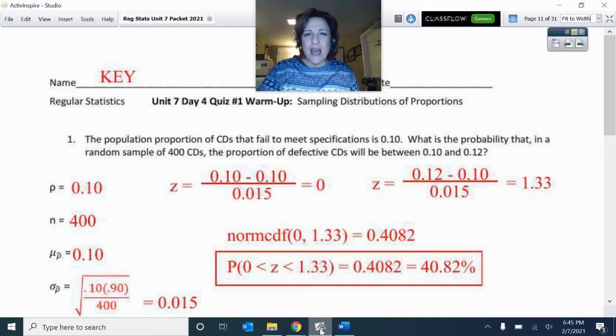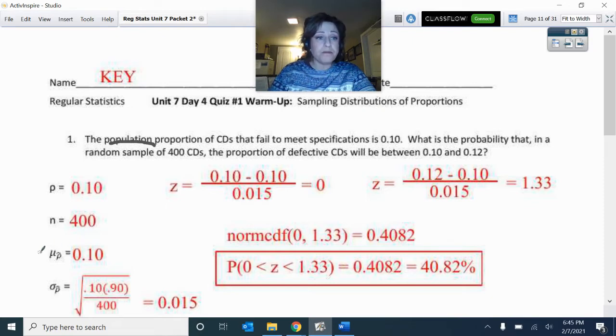All right, let's see how you did on our warm up for the quiz that you're going to have on your sampling distributions. Remember that we have a population amount. That is our original claim. It even said here that this is the population proportion of defects or that fail to meet specifications. And then there was a sample size of 400, so of course this is saying that all of the samples of size 400 will be centered around that claim of 10%.